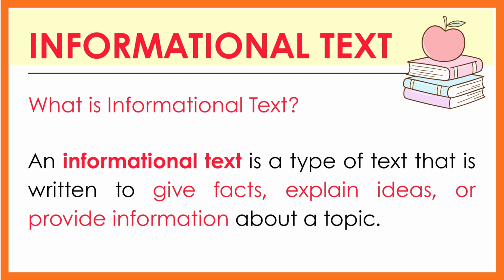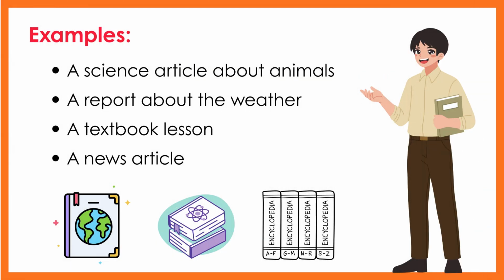What is informational text? An informational text is a type of text that is written to give facts, explain ideas, or provide information about a topic. Examples: a science article about animals, a report about the weather, a textbook lesson, a news article.